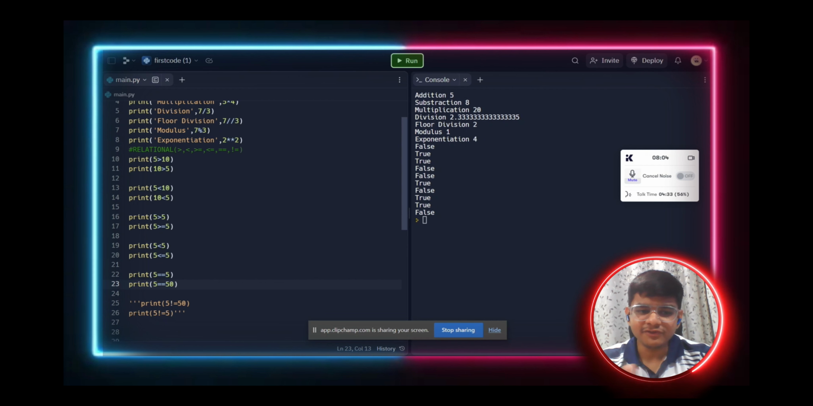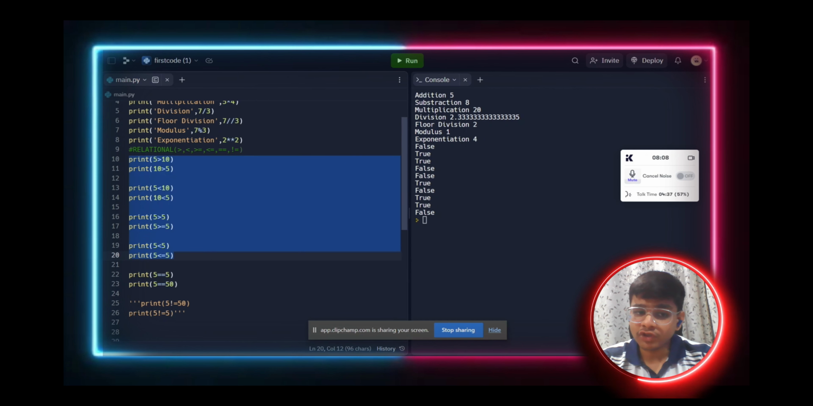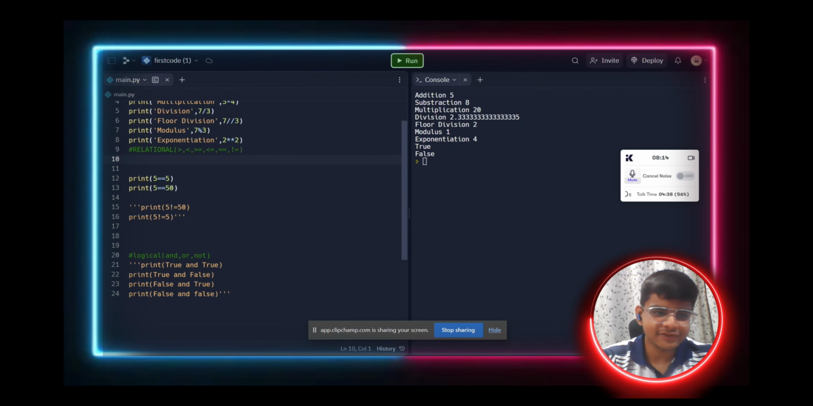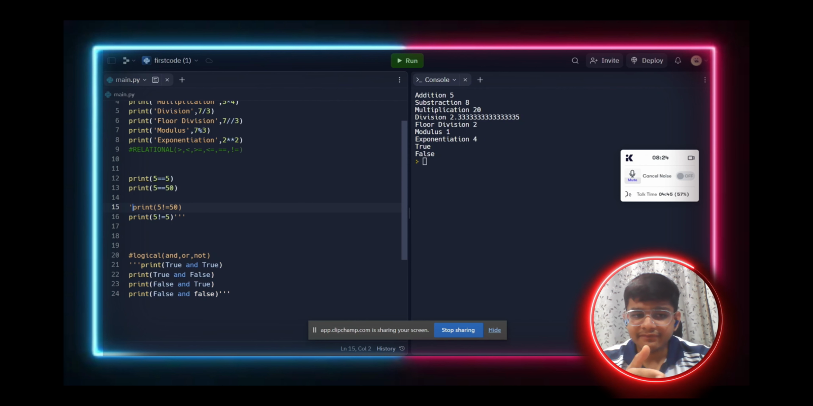So here, 5 equals to 5. Yeah, 5 equal to 5 means, are both the operands equal? Yeah, they are equal. That's what true. See here, true. Actually, you will get a little bit confused between so much true and false. I will just delete this and clear this. See, print 5 equals to 5, that is true. And print 5 equals to 50, that is obviously false, because it is not equal.